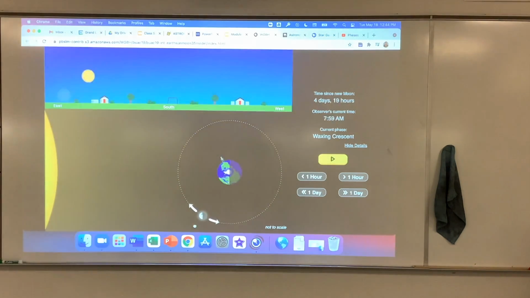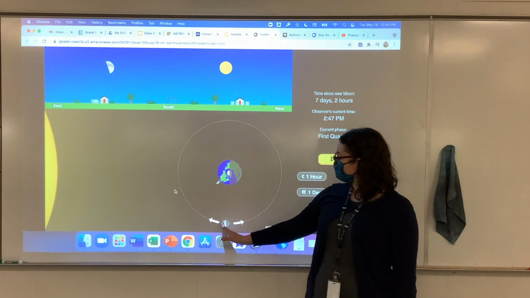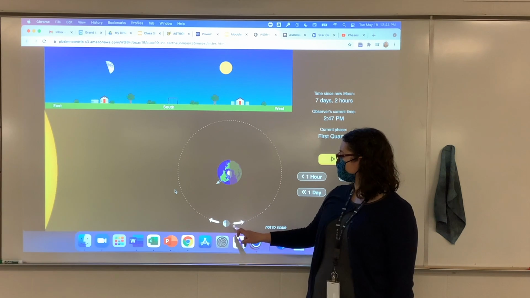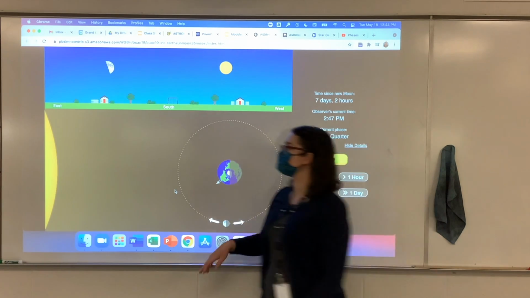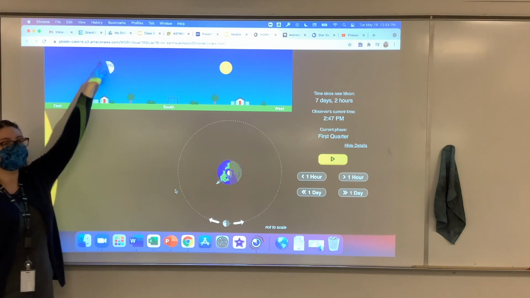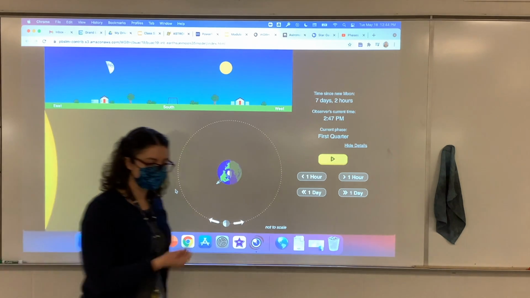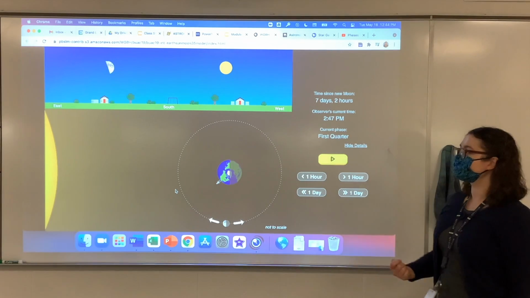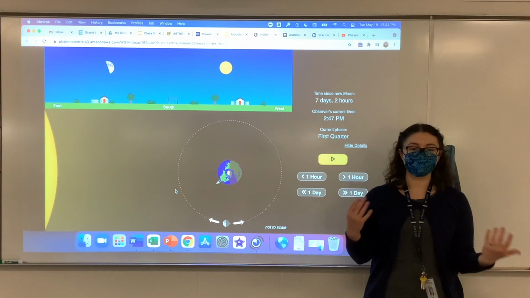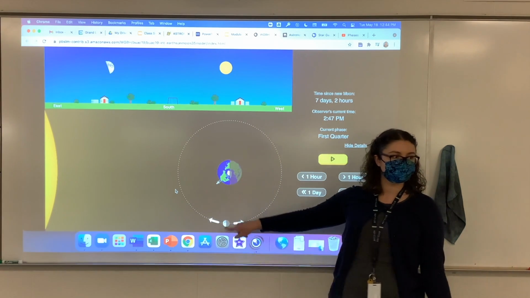If I drag it about a quarter of the way in its rotation, now you'll see that from our perspective, we can see half of the moon lit and half of the moon in shadow. In this case, it's the right half of the moon that we see lit up. That's what we call the first quarter moon. So when the right half of the moon is illuminated, it's the first quarter. It's called the first quarter because the moon has made 1/4 of its rotation around the Earth.